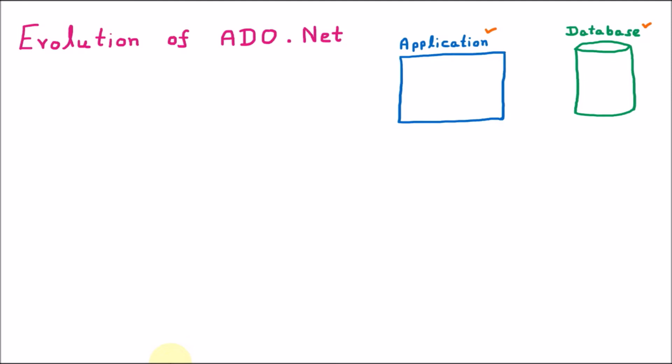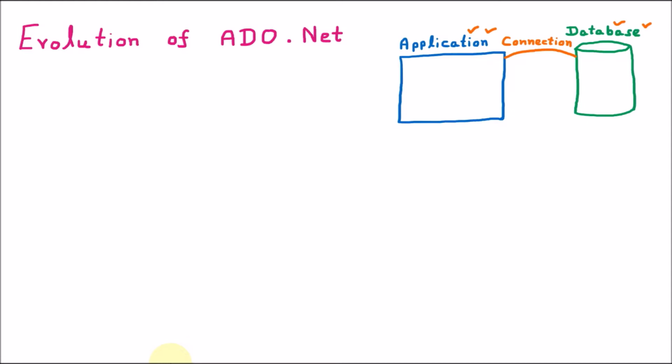Now, to connect them, we need a connection, which connects the application and the database. With the help of this connection, all the tables from the database can be accessed in the .NET application or project. The most popular data connection we have today is ADO.NET. But before that, there were so many.